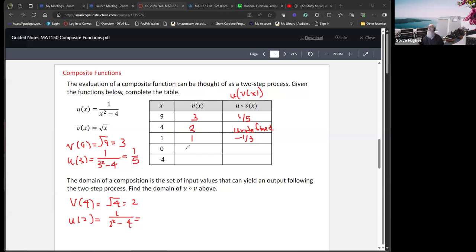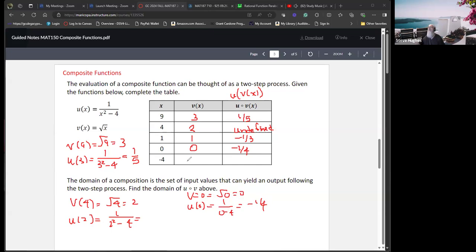All right, what is v of 0? V of 0 is 0, right, everybody? The square root of 0 is 0. All right. What's u of 0? V of 0 equals the square root of 0 equals 0. U of 0 equals 1 over 0 minus 4, which is negative 1/4. So it is negative 1/4.